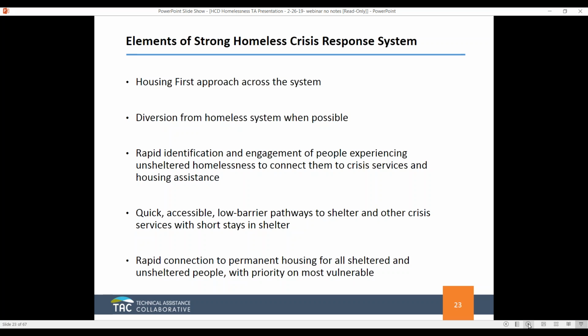So the housing first approach across your systems, not just program-centered, but across the system. The idea that you have diversion within your homeless system whenever possible. The idea that there's a rapid identification and engagement of people that are experiencing unsheltered homelessness to connect them very quickly to a crisis response, whether it's a service, a diversion resource, or actual shelter. Quick, accessible, and low barrier pathways to shelter and other crisis safety nets to ensure short stays in shelter. And then the rapid connection for all sheltered and unsheltered people, typically in permanent supportive housing, permanent housing, rapid rehousing. We'll talk a little bit about that. But honestly, with the priority of serving folks who are most vulnerable, who cannot get out of the system or are likely to fall back into the system without your more intensive resources.